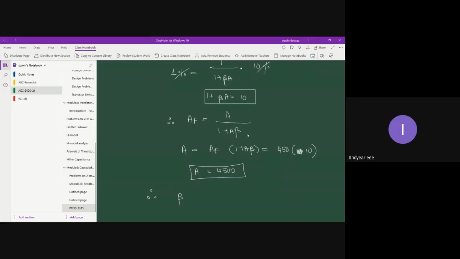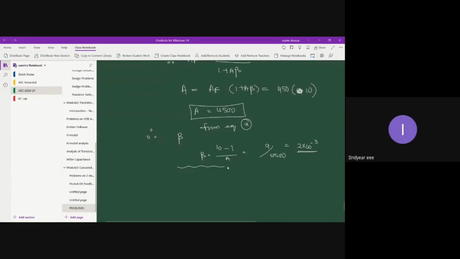Therefore, for the feedback factor beta, from equation star, you can take out the feedback factor beta. The feedback factor beta is basically 10 minus 1 divided by A, that is 9 divided by A, which is 4,500. How much will you get? 9 by 4,500 is 2 milli, that is 2 × 10 to the power minus 3. So that's the feedback factor.